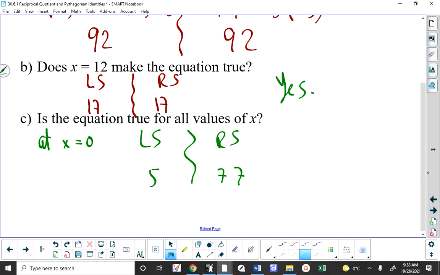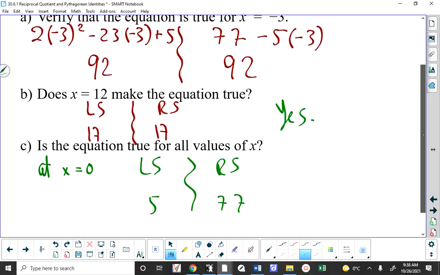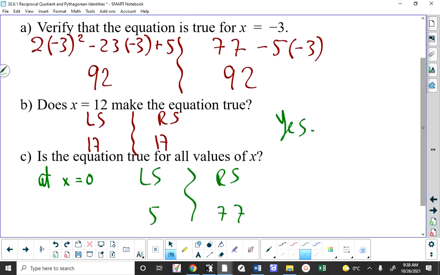So the conclusion we draw in A is that the left side and the right side are equal when x is -3, so -3 makes it true. In B, the left side and the right side are equal when x is 12, so x equals 12 makes it true. But because we found even one value of x where the left side and the right side are not equal, we can answer this question, and the answer to the question is no.